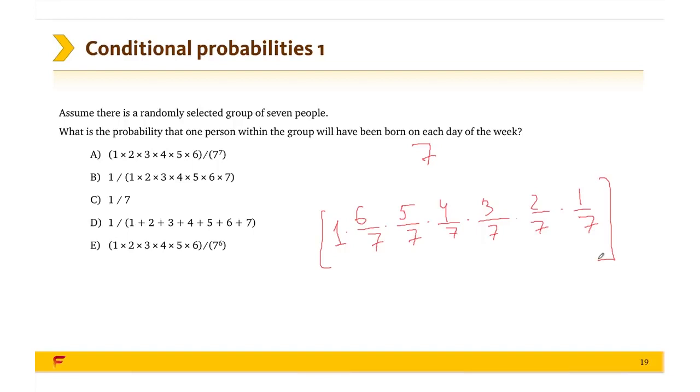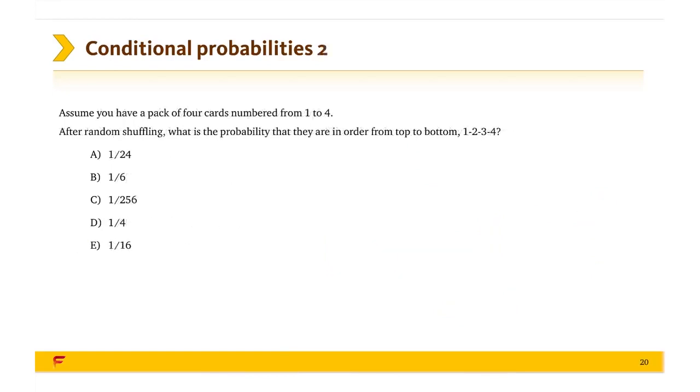So the answer here is 7 to the power 6 in the denominator, and then 1 times 2 times 3 times everything up to 6 in the numerator. And this is E. Conditional probabilities.